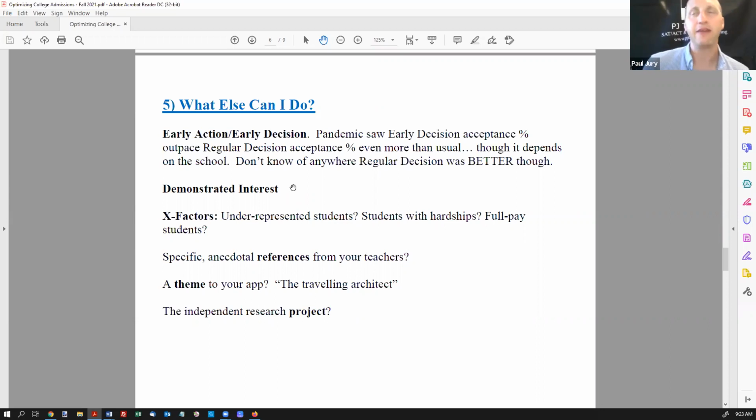Be careful about navigating this. Some of these decisions are restrictive and you have to then go to the school, and don't do that if you don't really want to go to the school. So just still be careful. And I still think it's fine to just apply everywhere regular.